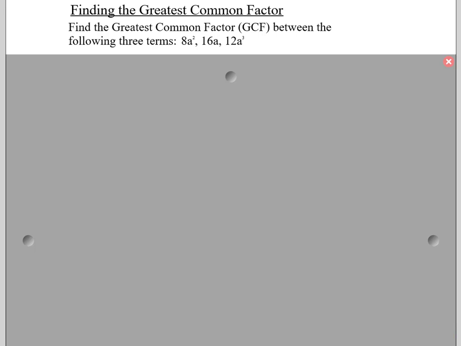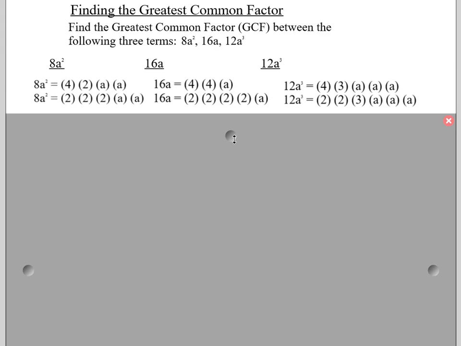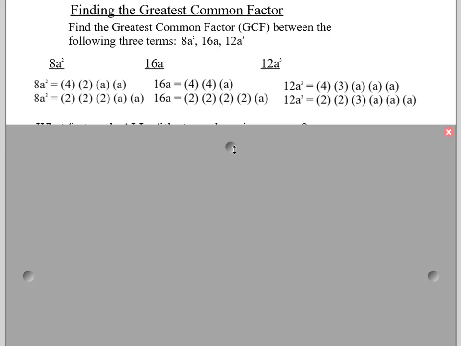So does it work if we have expressions like a squared, a's, and a cubes? Well, it does, because a's are just numbers we don't know. So we do the same process. We take our terms, we break them down into their prime factorizations. We break all the way down to the prime numbers, and then we highlight what do they have in common.